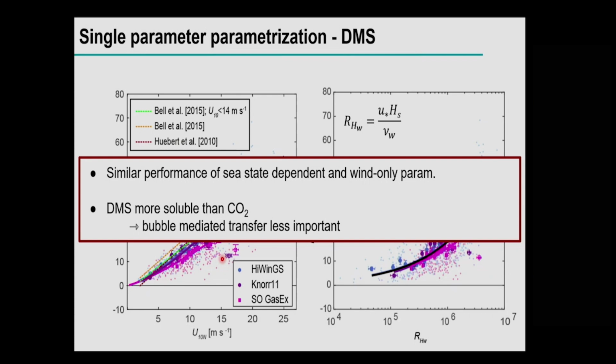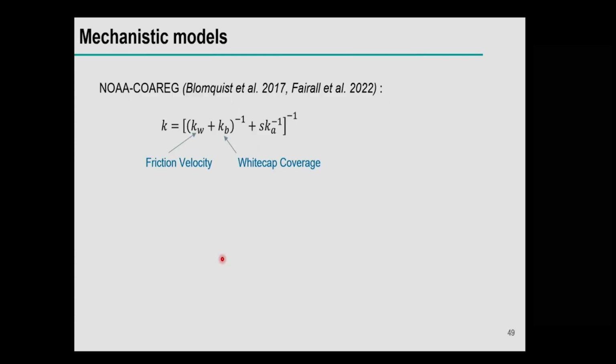So these are just simplistic empirical parameterizations, but really we should go to more physical aspects of this. As I said before, the gas transfer velocity should be described as a water-side resistance and an air-side resistance, but within this water-side resistance you have what's purely frictionally driven and what's driven by bubbles.